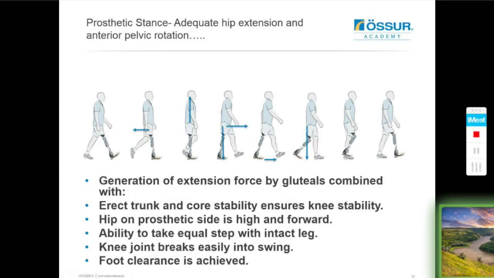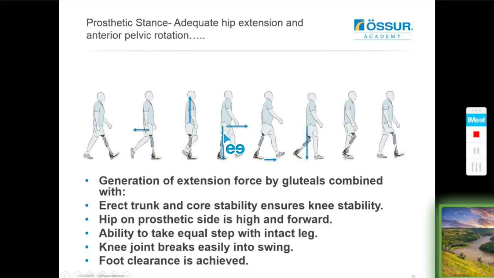Now we're going to move to the situation of having adequate hip extension because we've stretched and trained it, and we'll talk about that later in the webinar, and pelvic rotation, which is limited in the posterior direction and hopefully will be producing an anterior pelvic rotation force. So here we've got someone who can generate an extension force by using their gluteals actively and strongly, combined with someone who can maintain an erect trunk through abdominal activity and core stability. This will ensure that the weight-bearing line falls down through the knee joint or in front, giving us knee stability.